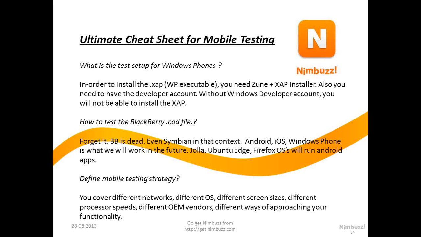Why is a mobile testing strategy important? Because you need to cover different networks, different OS versions, different screen sizes, different processor speeds, and different OEM vendors. So you should really define a strategy. What OS am I going to test my app on? Because you may be testing and everything will be fine, but after that it may not really work for a user. So you should really form a strategy.